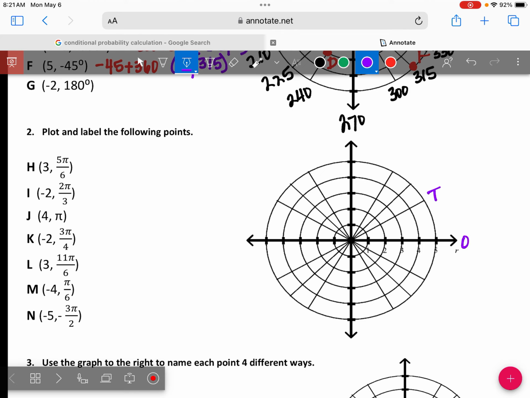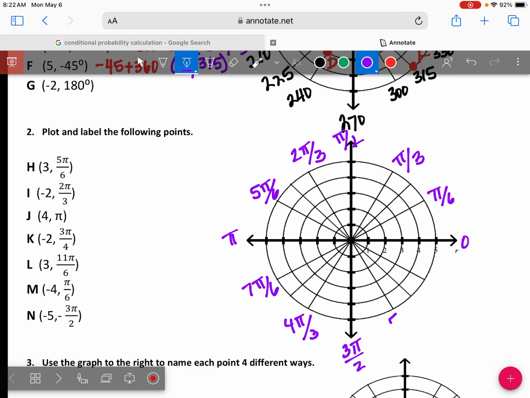So I got 1/6, 2/6, 3/6, 4/6, 5/6, 6/6, 7/6, 8/6, 9/6, 10/6, 11/6. Then I go back and do my 1/4.